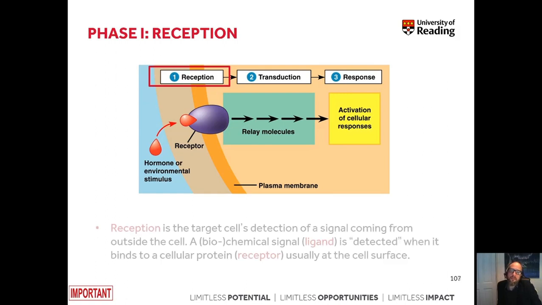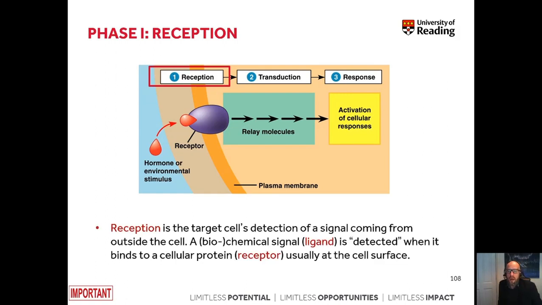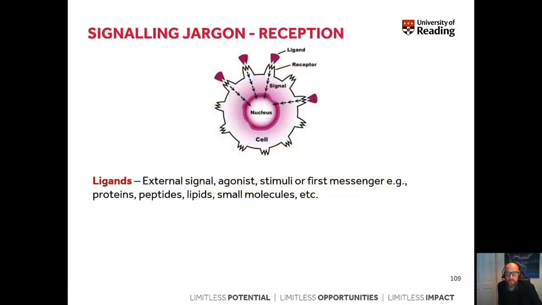So what happens in phase number one? During this phase, a biochemical signal or ligand is detected when it binds to a cellular protein or receptor at the cell surface. And ligands can be very, very different. They can be proteins, peptides, lipids, or small molecules. So this is a very generic term. Basically, any substance that is able to bind to a receptor on the surface of the cell, thereby inducing signal transduction cascades.